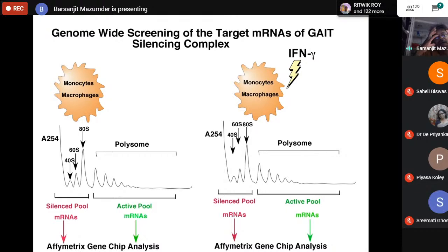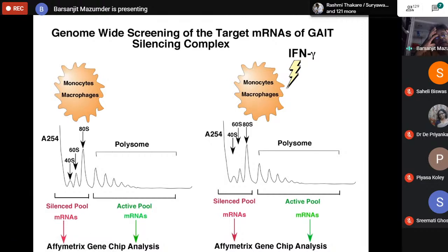In this way we can resolve them, and if you collect through a continuous collection system and monitor through UV, typically you get this pattern. This part is polyribosome-bound mRNA, and this part is the silenced pool of mRNA, meaning non-bound mRNA. Then we extracted all the mRNA from the different parts. You have to remember that it was 2009, and RNA-seq was not very popular, was not even in the market at that time.